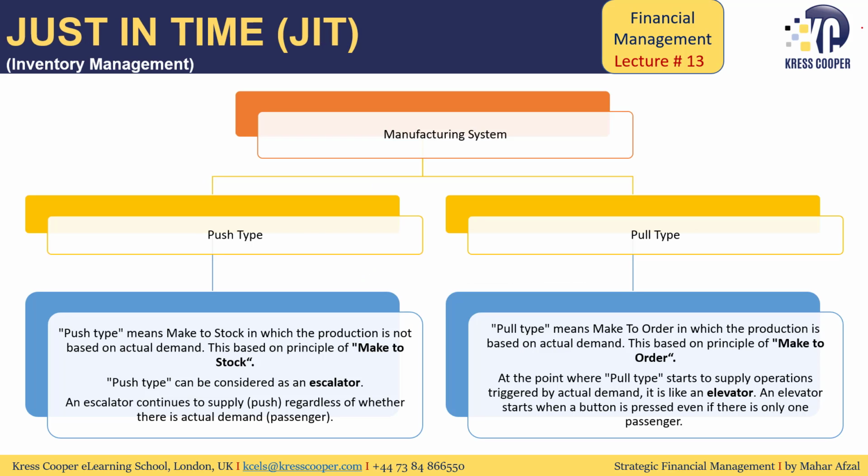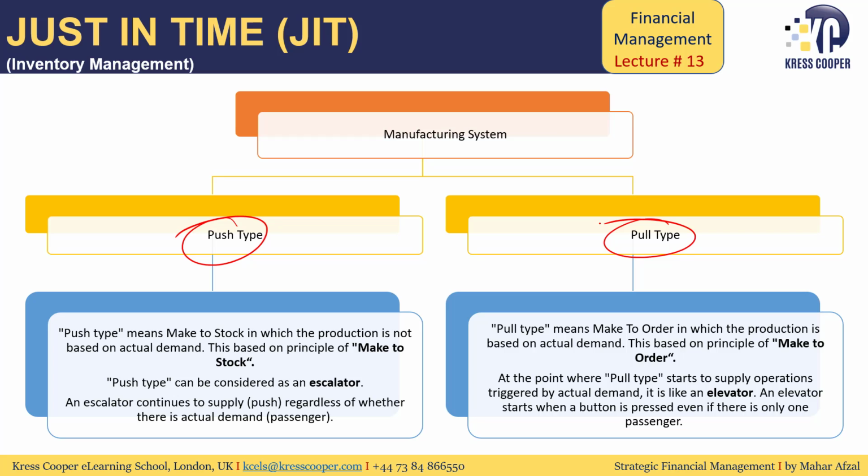There are two types of manufacturing system. One is a push type manufacturing system and another is a pull type manufacturing system. In the push type manufacturing system, businesses usually manufacture stock based upon future requirements. They are not making the stock based upon specific orders. So businesses manufacture, then store, and whenever the orders come, they deliver. This is called push type manufacturing system.